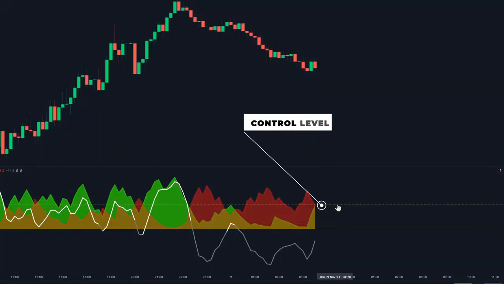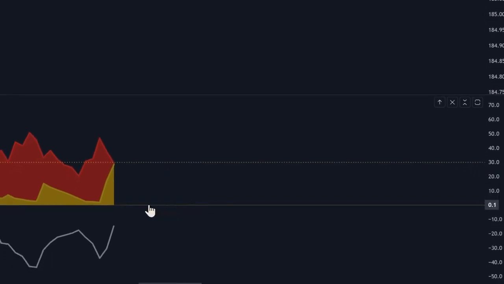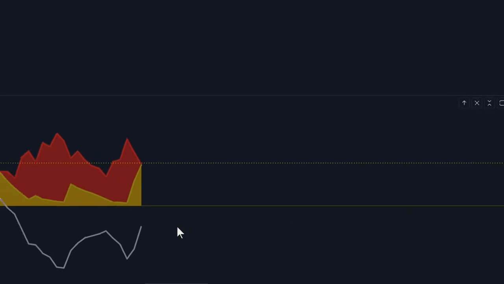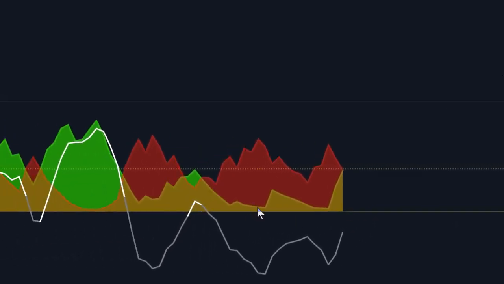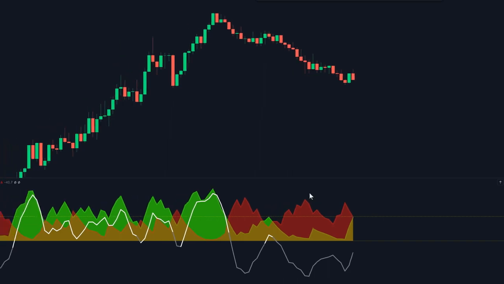This dotted line is called the control level, and as you can see here, it's located at the 30 point on this indicator scale. And then this thin solid line right here is called the zero line. And as you can tell from the name, it's located at the zero level of this indicator scale. And it's going to serve as the central axis for this indicator's analysis. The control level indicates the minimum threshold for market dominance. And we will explain more about this in the next few minutes. So stay tuned for that.